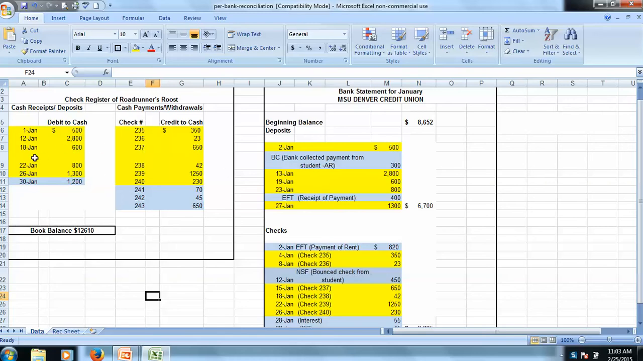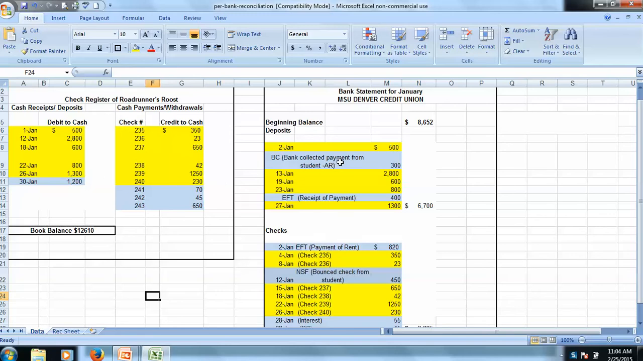Yellow means that these transactions we've recorded in our books have actually cleared the bank statement. So I color coded it yellow to show that what we recorded as a withdrawal or as a deposit has also been reflected in the same manner in the bank statement. The blue coding are those transactions that we've recorded in our books that have not cleared the bank statement as of the day the bank statement was issued.